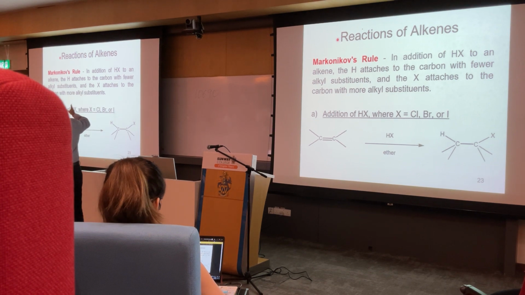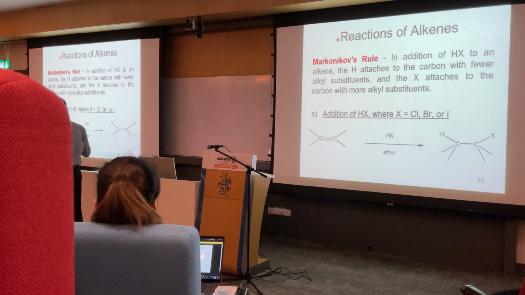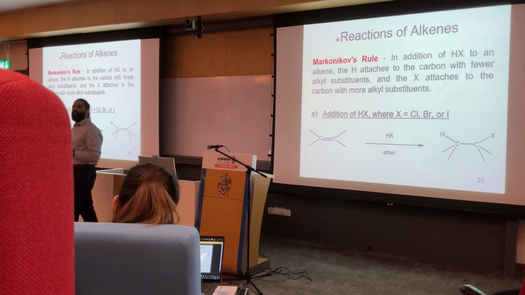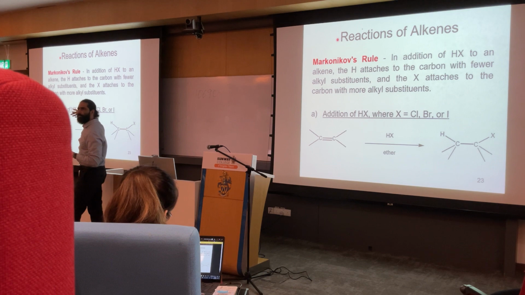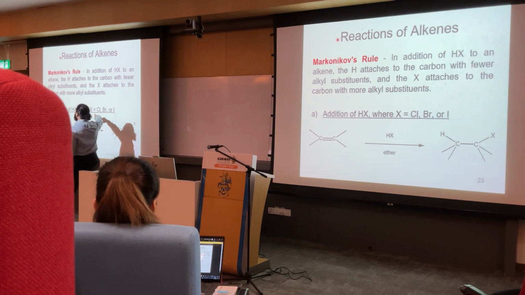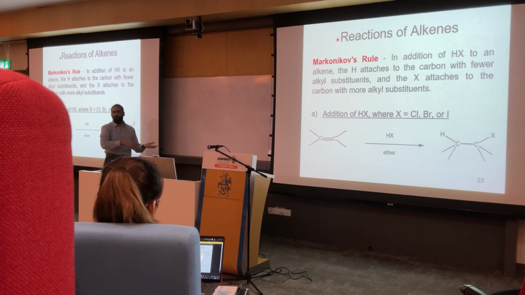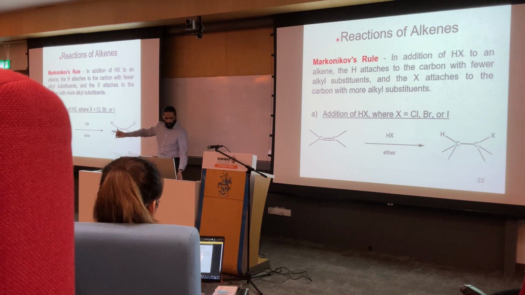So in the addition of hydrogen halide to an alkene, the hydrogen will attach to the carbon with fewer alkyl substituents. And the X, meaning halogen, attaches to the carbon with more alkyl substituents. Is this language useful? Do you understand this language? Substituents and so on. There's another way I can tell you: you have to put hydrogens where there are already more hydrogens. That's what you need to do. And then of course the halogen will go to the other carbon.